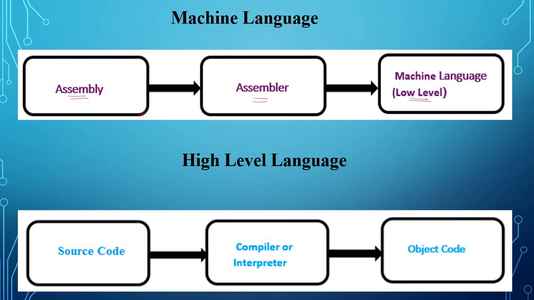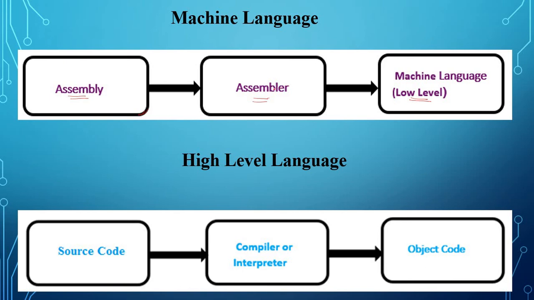See the diagram. The second block is assembler. The assembler function is to translate the assembly language into machine language. For that purpose, assembler is used. The next difference is machine language is hardware dependent, whereas assembly language is machine dependent and it is not portable. So these are the differences between machine language and assembly language programs.